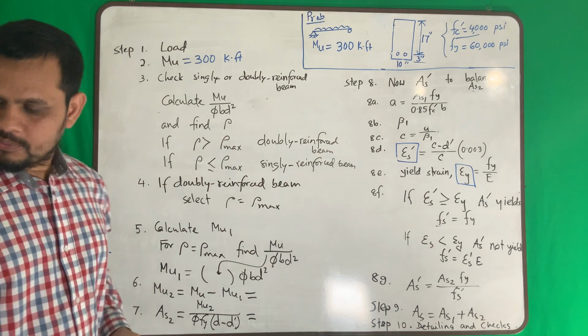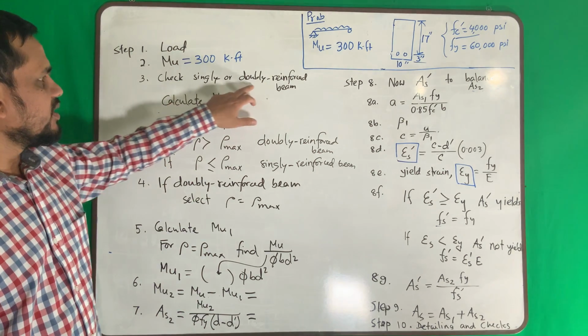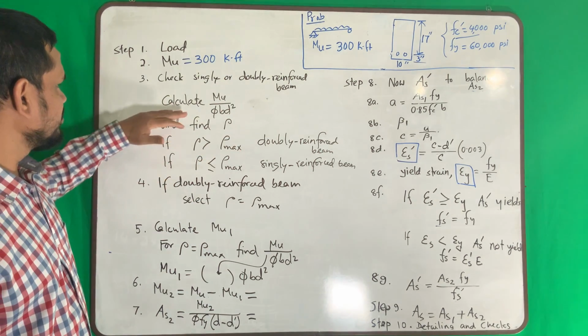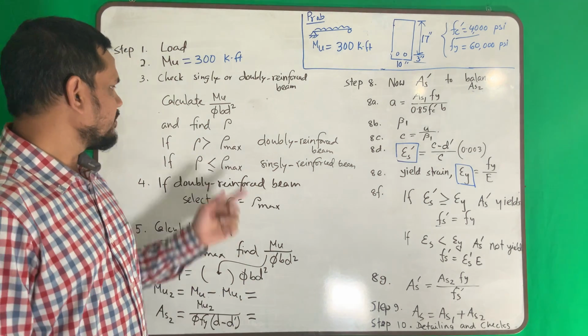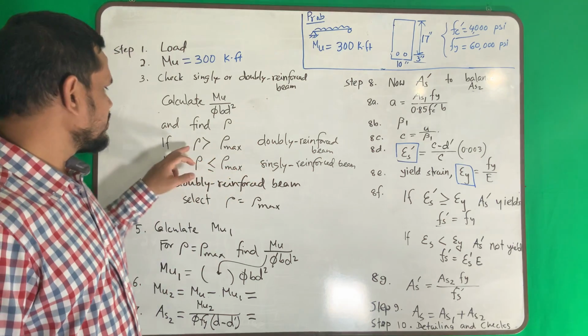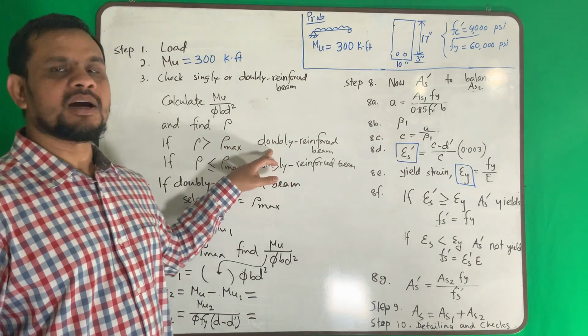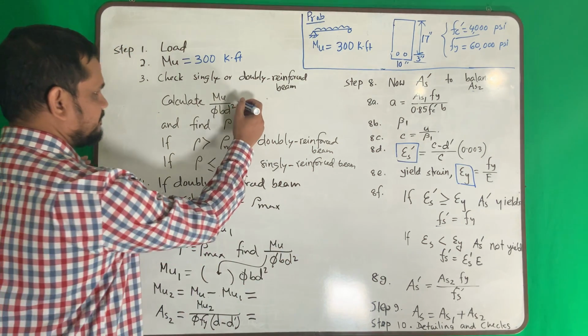Step number 3, we have to check whether it is a singly reinforced beam or a doubly reinforced beam. How to do it? We need to calculate this value first and go to your appendix table and find rho. If our rho is more than maximum, that means doubly. Okay, let us find this.